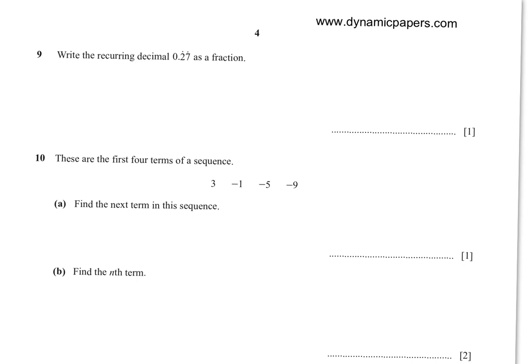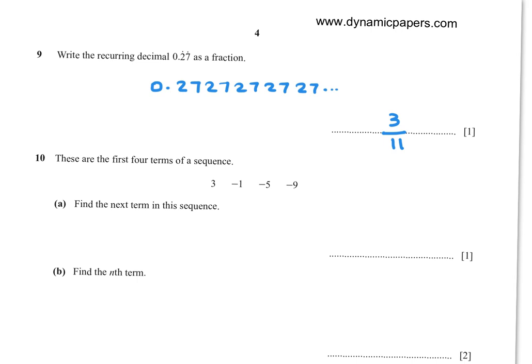This is a one mark question, so you need to use the calculator to find the answer. Just use your calculator and write 0.27 till the full screen, then press equal, you get the answer. Answer equals 3 over 11.